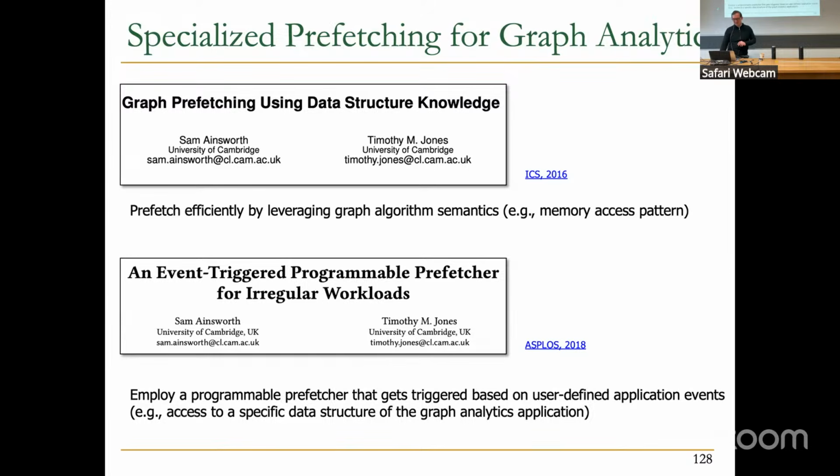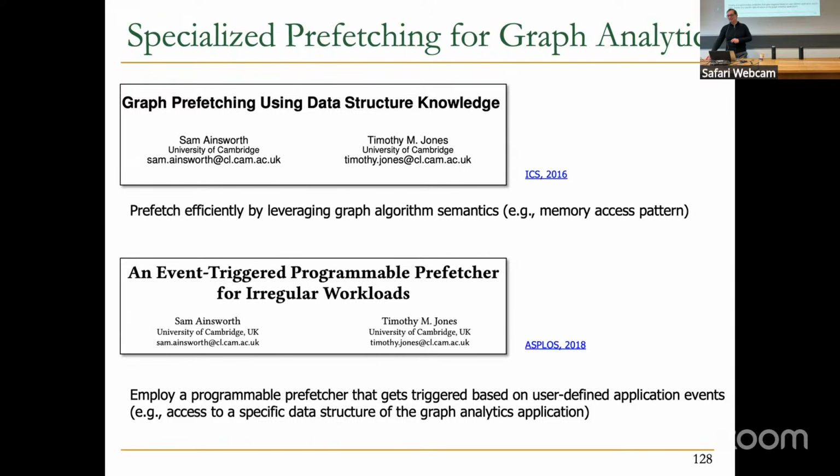Okay, basically, people have done work on using data structure properties and knowledge and semantics of the graph algorithms, meaning memory access patterns, and conveying that information from the software to the hardware such that you can prefetch more efficiently. How to do that? You can take a look. Here, they have a programmable prefetcher that gets triggered based on user-defined application events. For example, the user can define a potential access pattern based on access to a specific data structure in a graph analytics application. I'll leave it at that.